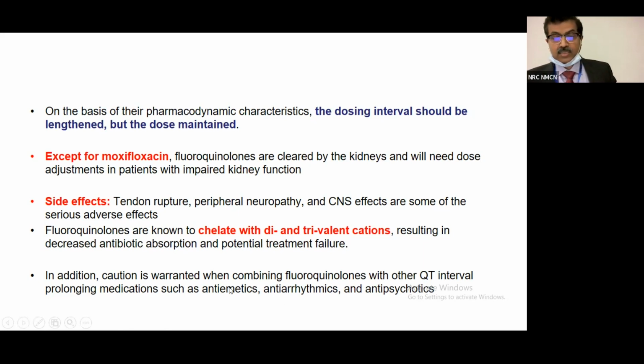In addition, caution is warranted when combining fluoroquinolones with drugs that prolong the QT interval, particularly one very common drug, antiemetics. That prolongs QT interval, and many times we use both in combination, as well as antiarrhythmic drugs.